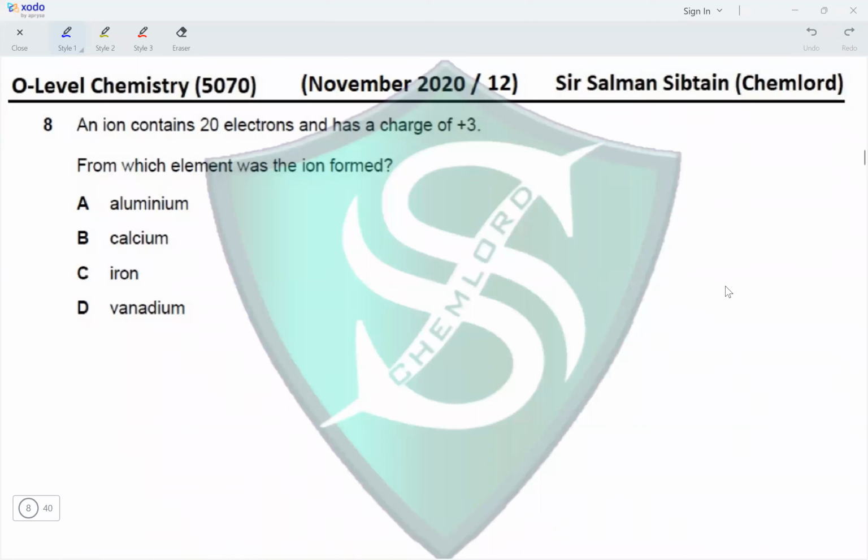Question 8. An ion contains 20 electrons and has a charge of +3. So it has lost 3 electrons. So in total, the atom of this element had a total of 23 electrons. From which element was the ion formed? So now we've got aluminum, calcium, iron, and vanadium. We look at the periodic table and look at their proton numbers. Vanadium is the one with the proton number of 23, making vanadium the correct answer. So option D becomes the correct option for this question.